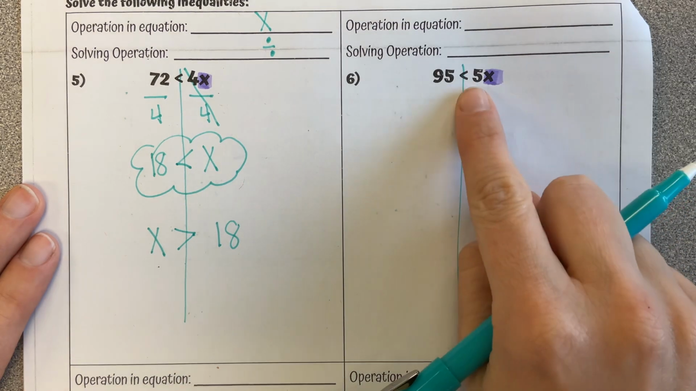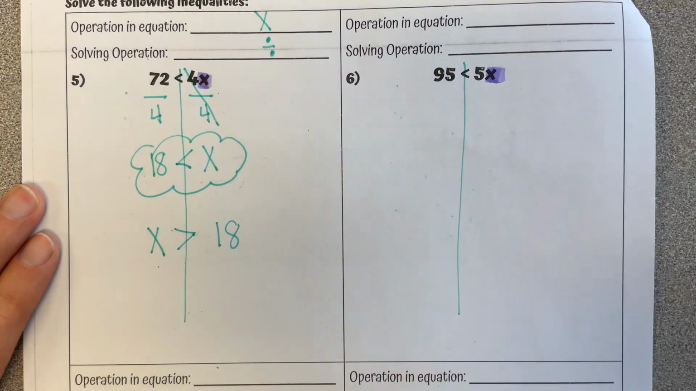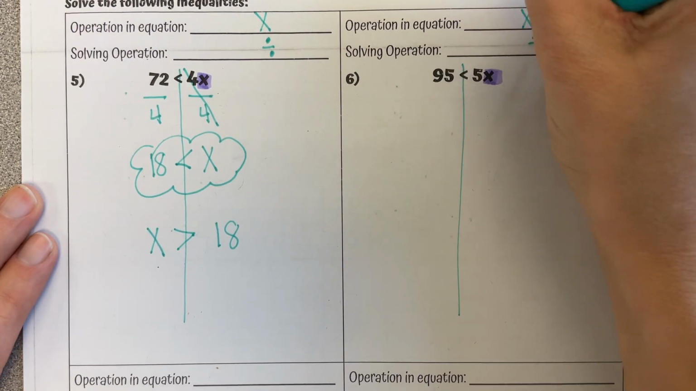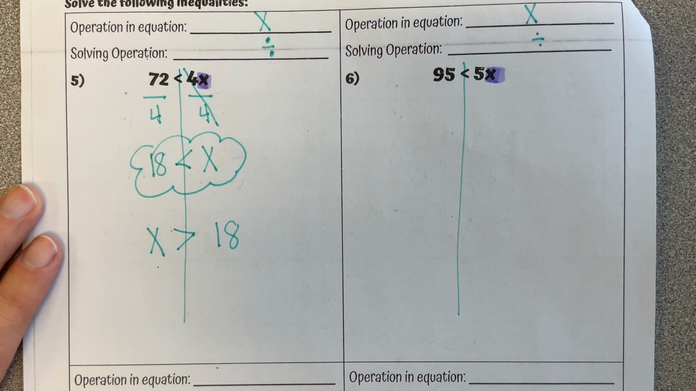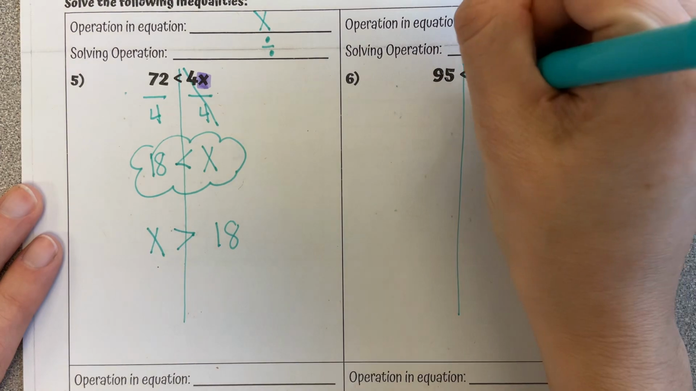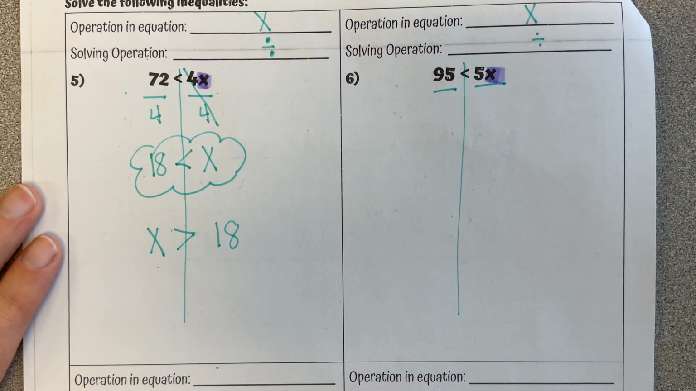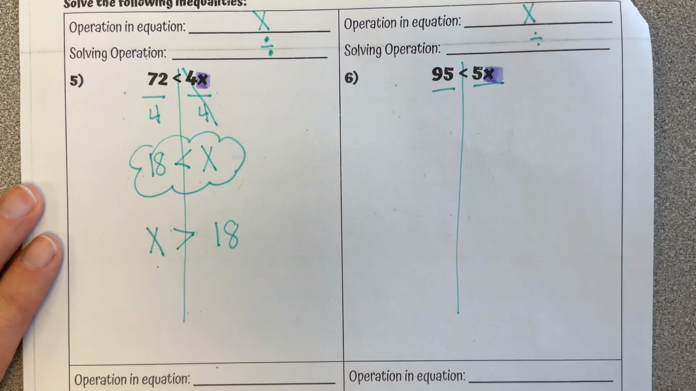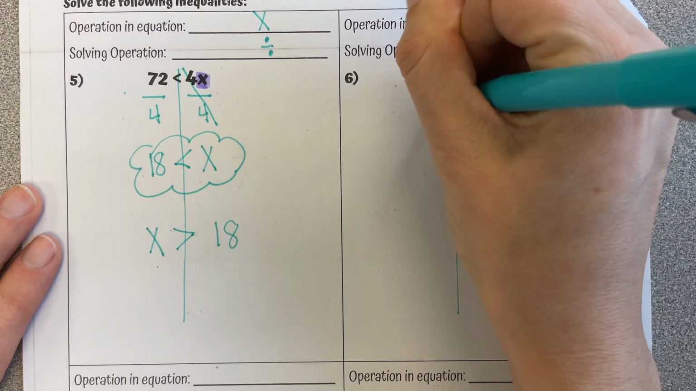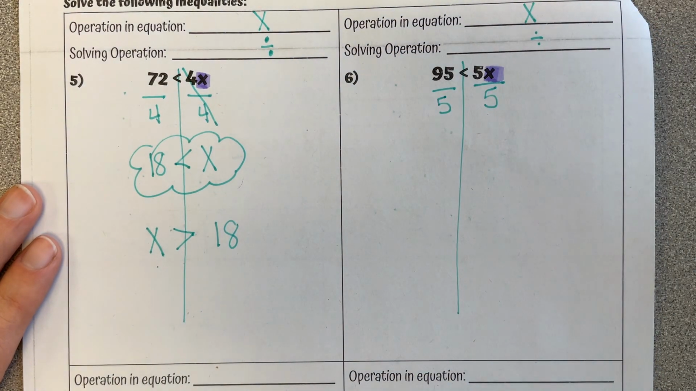Number 6, my number is right next to my variable. That means multiplication. The opposite is to divide. We're not using the division symbol. We are using the fraction bar. The number that's with the variable is 5. So we're dividing each side by 5.